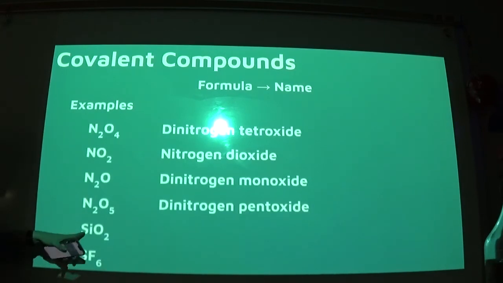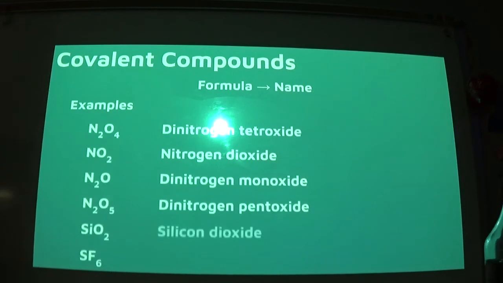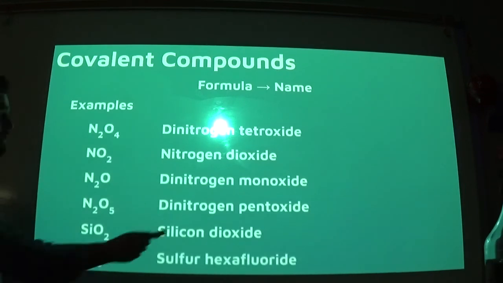Let's change up the elements. What's SiO2? Silicon dioxide. Cool. This is not silicon. Sulfur hexafluoride. Always the -ide ending. Notice the -ide ending for all these.